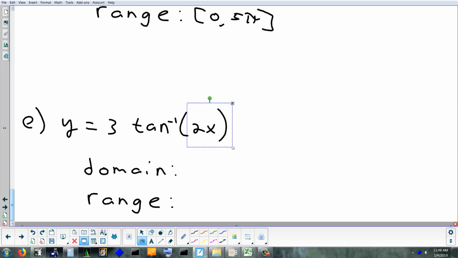So what happens to the domain if you compress negative infinity to infinity by a factor of 2? It stays the same. Normally this would have affected the domain, but since you had an infinitely large domain, and you cut it in half, you still have an infinitely large domain.